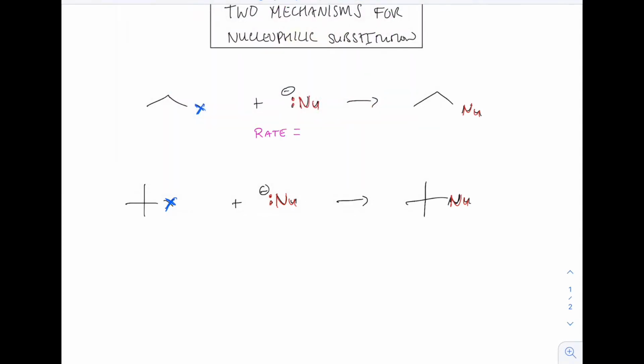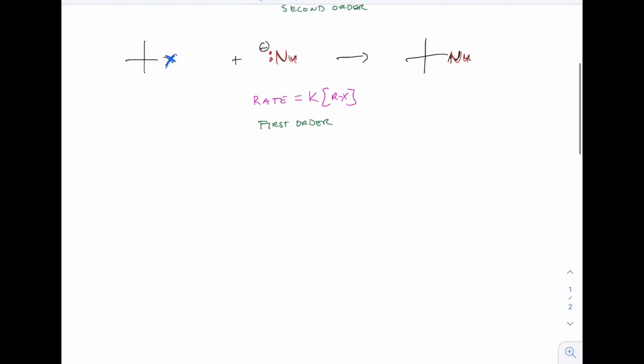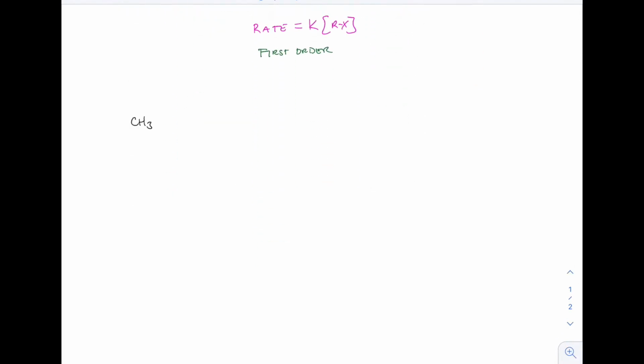Okay, so on the top reaction, we might have a scenario where the rate is equal to K times the alkyl halide times the nucleophile, the concentration of each of those, right? Where we could also have a scenario where the rate is equal to K times only the alkyl halide. And these are essentially the two different types of substitution reactions. We have a second order on the top and a first order on the bottom. And that gives us some insight as to what the mechanism might be.